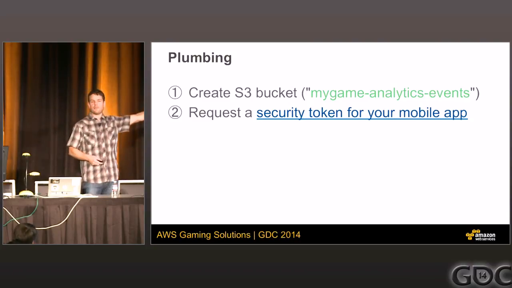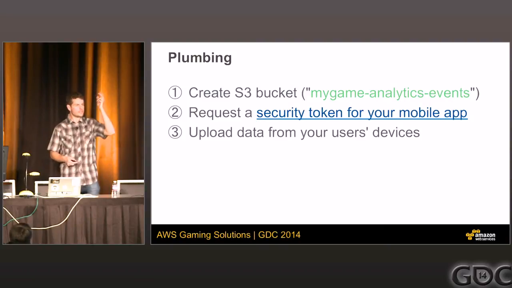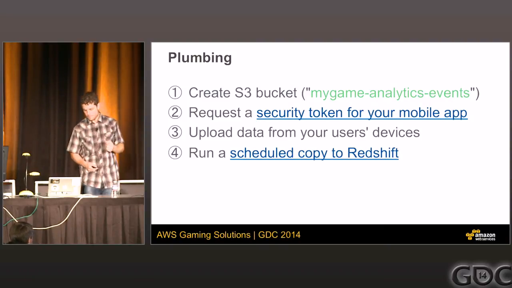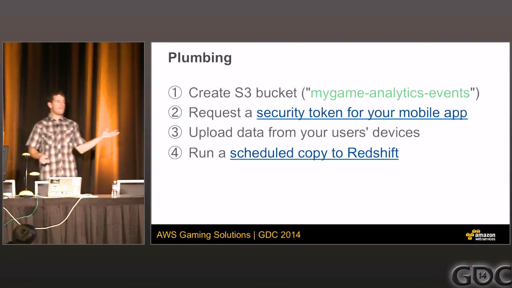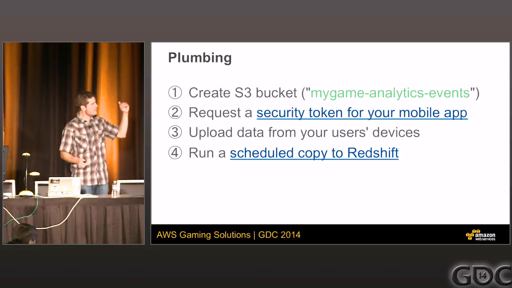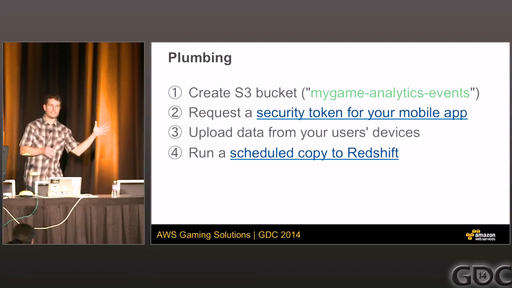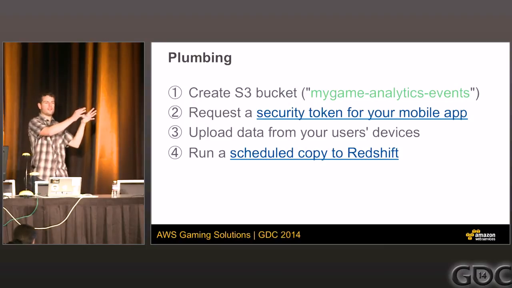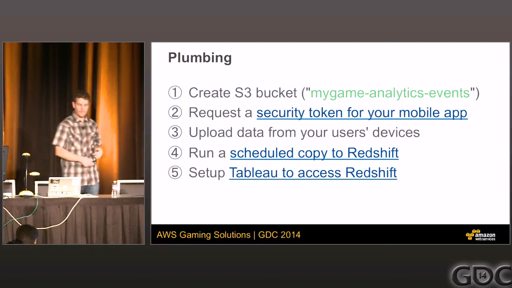That's just documentation for how to set up a security token, so that way your mobile device can actually just upload data to S3. Upload the data, as I mentioned. You're going to run this copy then. Again, each of these is just a couple steps. A couple steps to set up a security token, a couple steps to actually set up this copy job from Redshift.